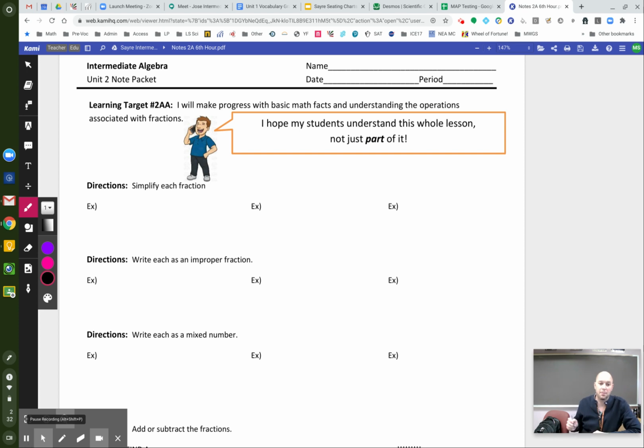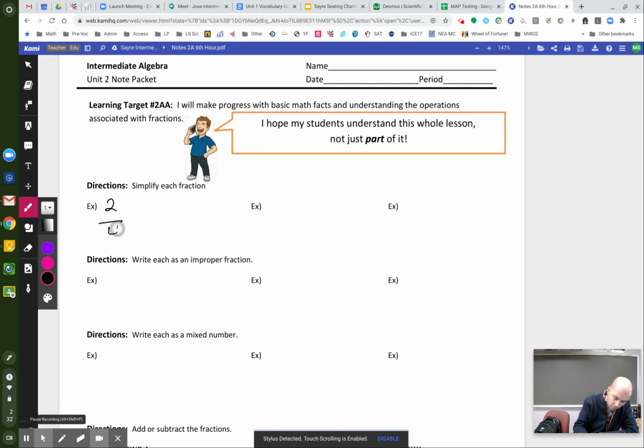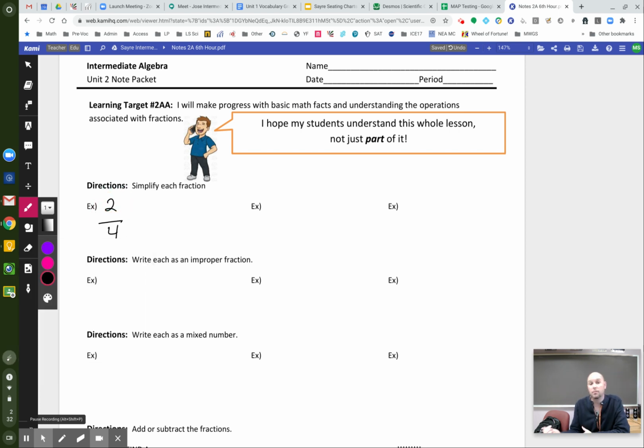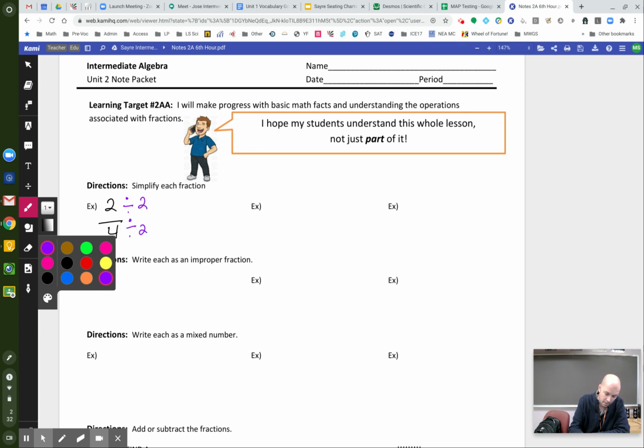All right, so for this first example, we're going to talk about reducing fractions. So we've got 2 over 4. If you remember, to simplify a fraction, what you're going to do is find a number that you can divide both the top and the bottom by. I like to start with a smaller number, so in this case, it happens to be 2. We can divide both 2 and 4 by 2. If I divide that top by 2 and that bottom by 2, I'm going to get my new fraction to be 1/2. And that is my final answer. So for simplifying fractions, find a number you can divide the top and the bottom by.